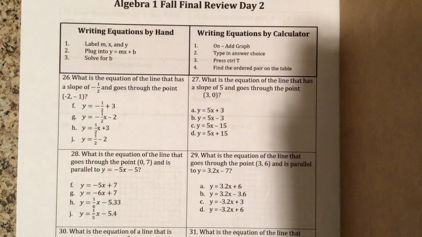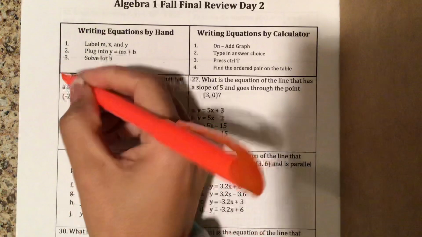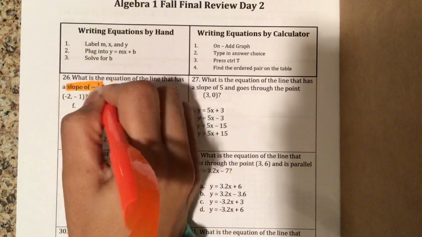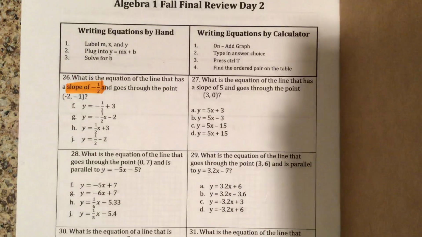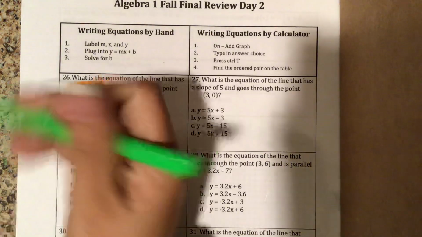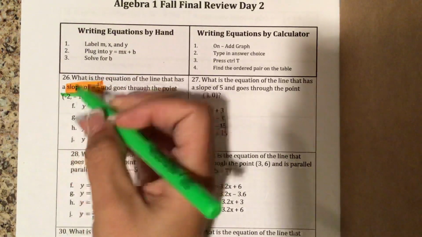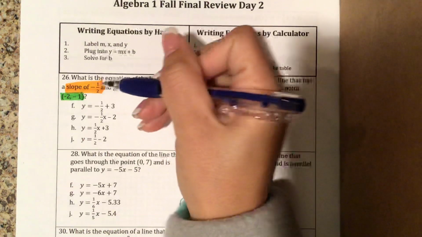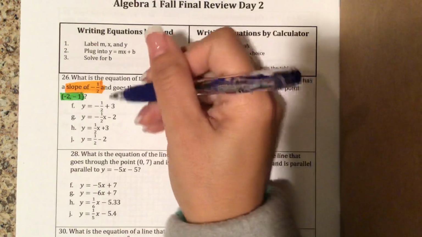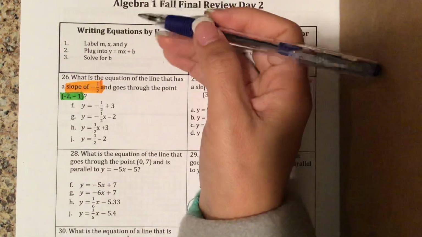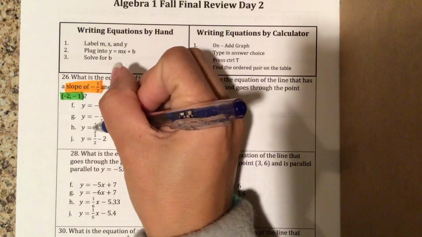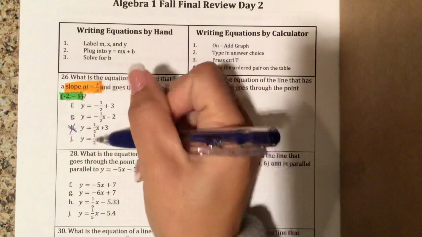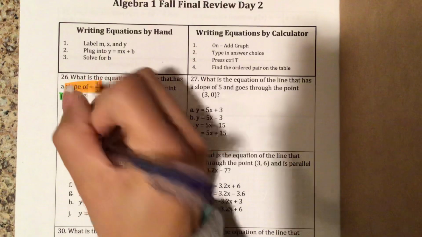So in our first question, it says, what is the equation of the line that has a slope of -1/2 and goes through the point (-2, 1)? This is very easy, but it's also very important. The first thing we want to do is eliminate answer choices. If my slope is -1/2, that means that the number with the x needs to be -1/2. This is not -1/2, so it's not H. This is also not -1/2, so it's not J.